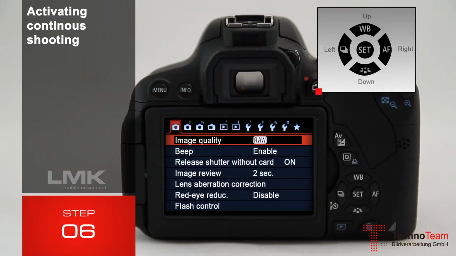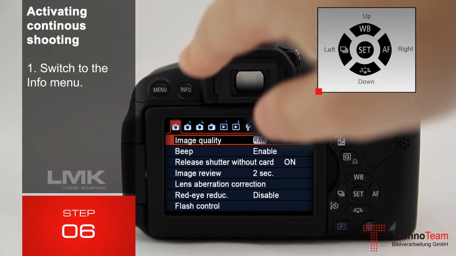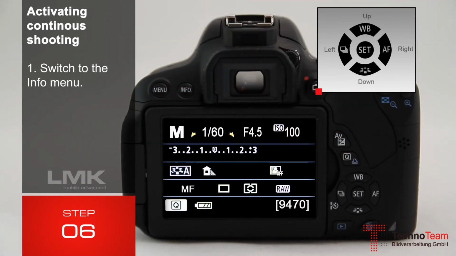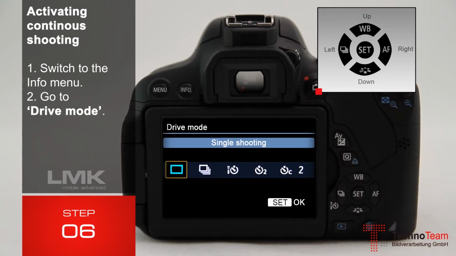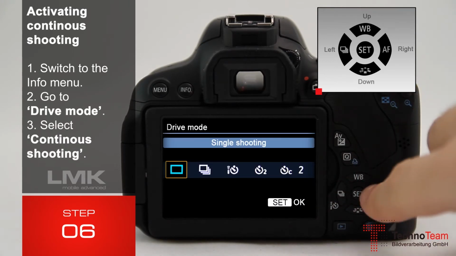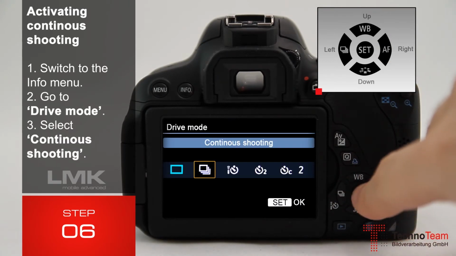Step 6. Now we have to activate continuous shooting, so we must switch to the info menu with the info button right here. Here you press the left cross key to get into the shooting menu. Then you go from single shooting 1 to the right to continuous shoot and save it with the set button.